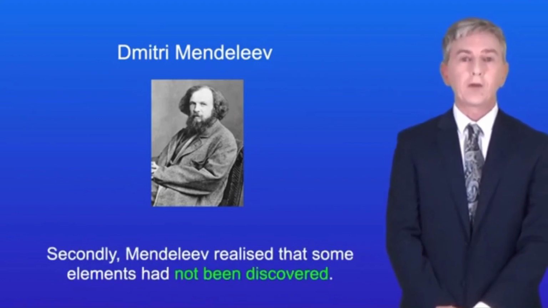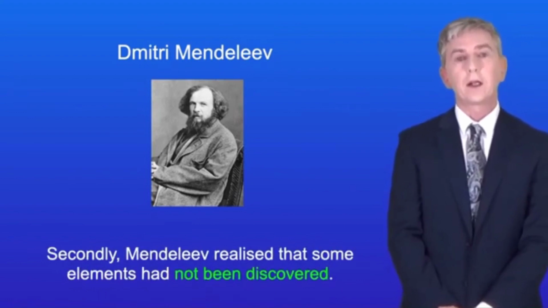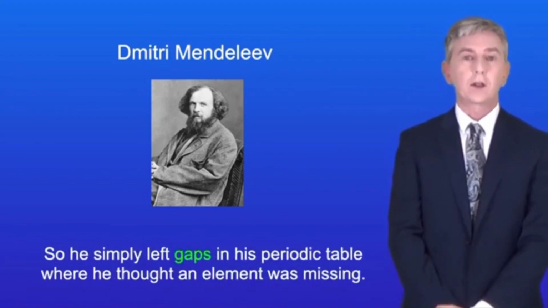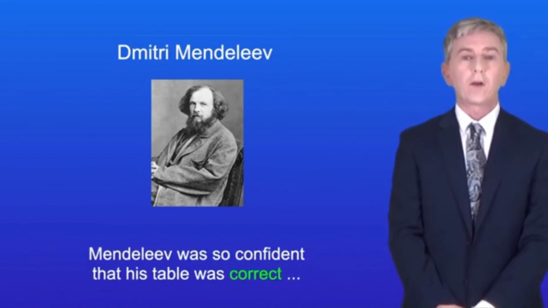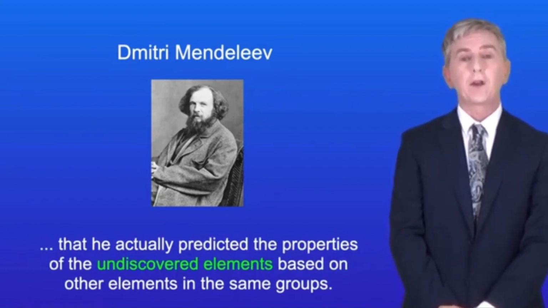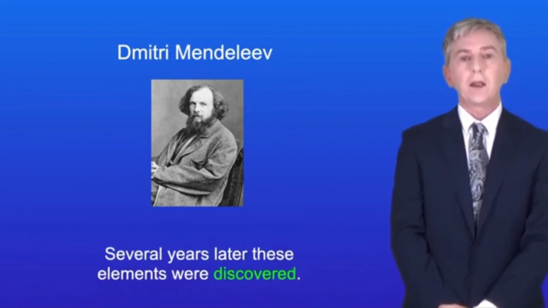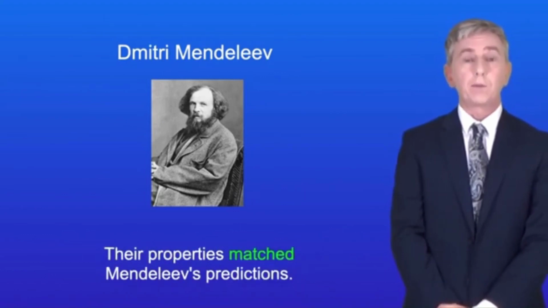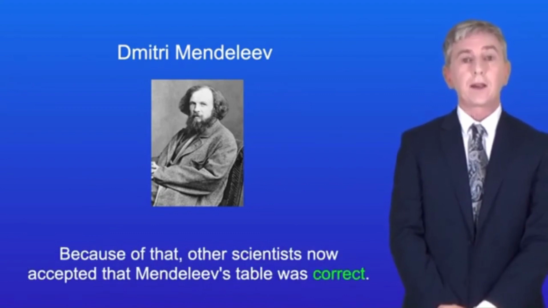Secondly, Mendeleev realized that some elements had not been discovered, so he simply left gaps in his periodic table where he thought an element was missing. Mendeleev was so confident that his table was correct that he actually predicted the properties of the undiscovered elements based on other elements in the same groups. Several years later, these elements were discovered and their properties matched Mendeleev's predictions. Because of that, other scientists now accepted that Mendeleev's table was correct.